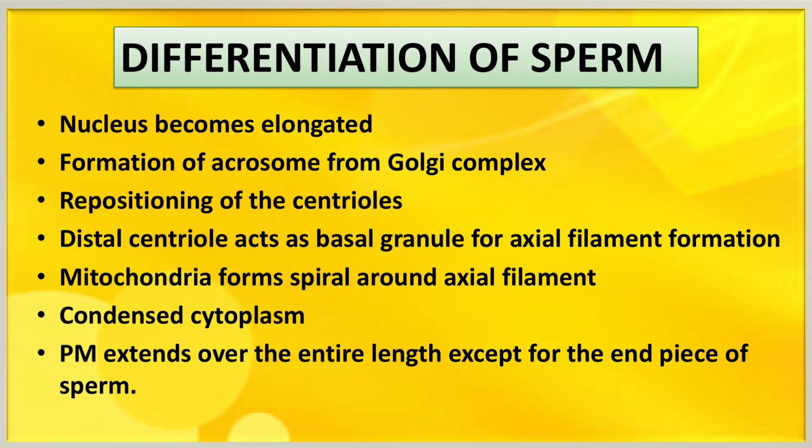Another change is that the mitochondria will form a spiral around the axial filament. From the base of the centriole, where the axial filament starts forming, the mitochondrial sheath will wind up around it to form a spiral-like structure. The cytoplasm will be condensed and the plasma membrane will extend over the entire length of the sperm except the last part. The last part is the end piece of the sperm.